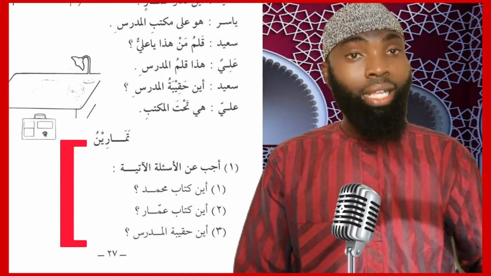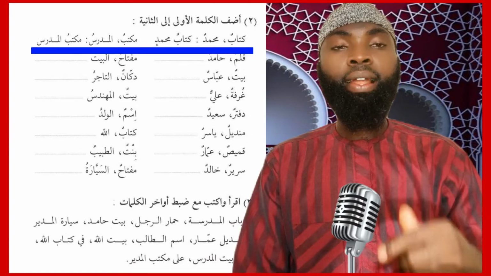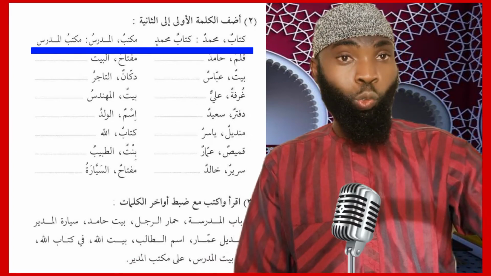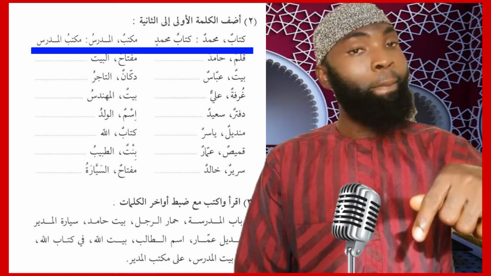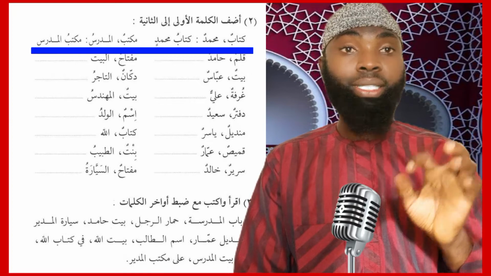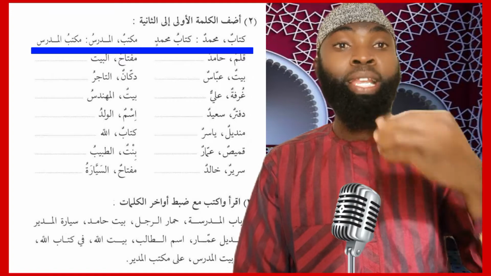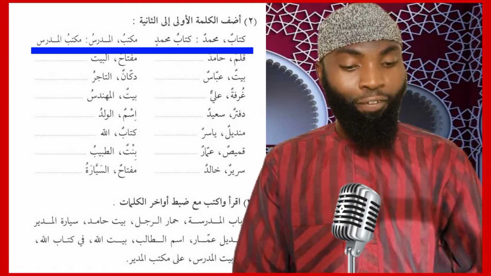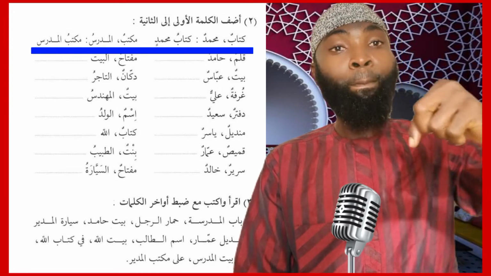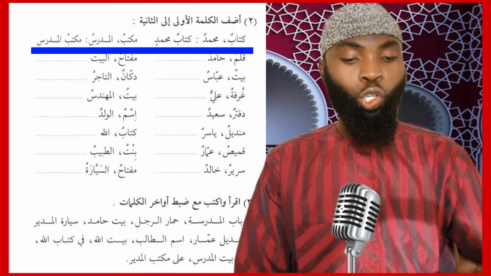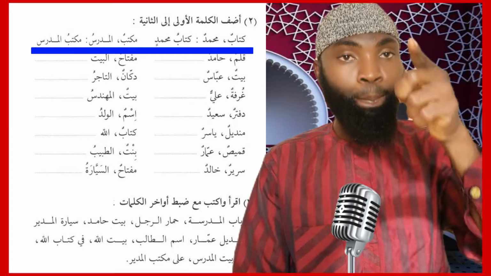Then we have number two, the second instruction says adifil kalimatil ula ila thaniya. The first word, make it being possessed, let it be possessed by the second word. Join it to the second word so that it serves as the possessed, while the second word will be the possessor of the first word. The first word we have as an example is Kitabun, a book. Then Muhammadun, a name of a person. So the response will be Kitabu Muhammadin, Muhammad's book.